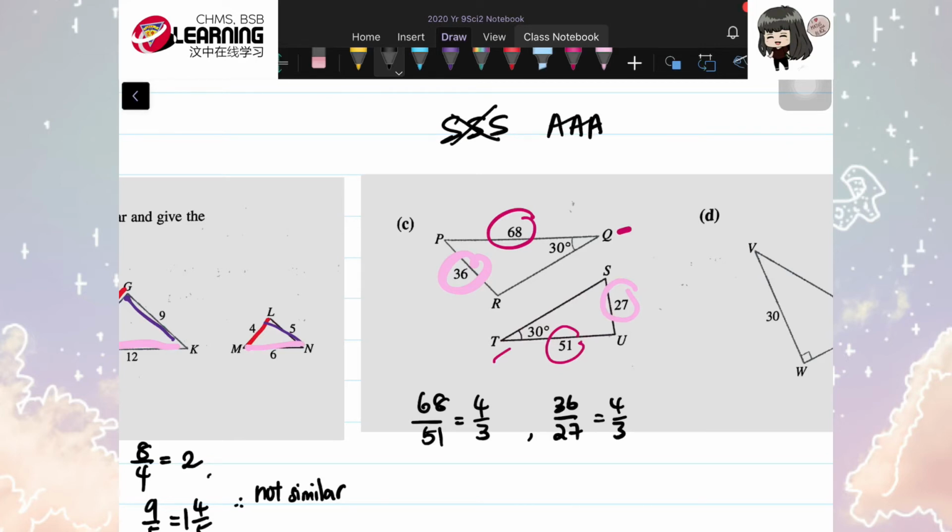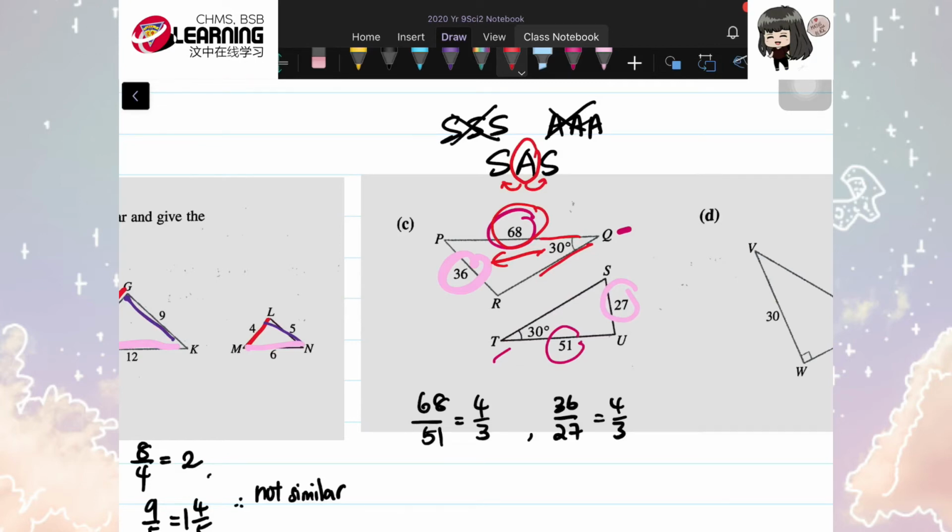No. How about angle, angle, angle? We only have 1 pair of angle. No. But could it be SAS? You might think that is yes, but actually no. Why? Because SAS means the angle is included between 2 sides. But in this diagram, the 30 degrees is supposed to be included between two sides, but it's not. Only one side is here and the other side is opposite. So we cannot say that they are similar.